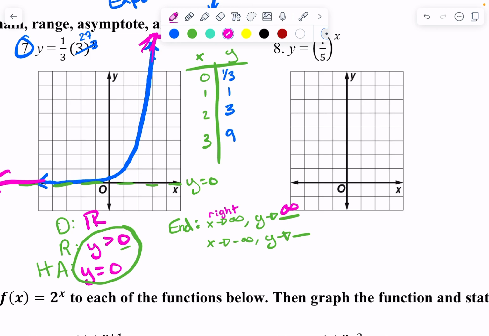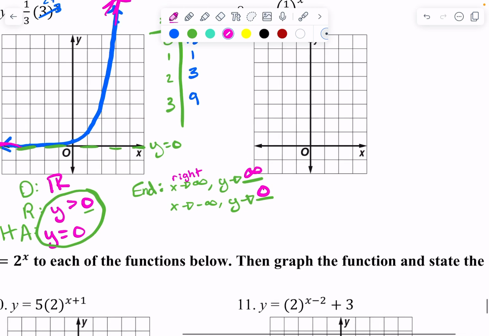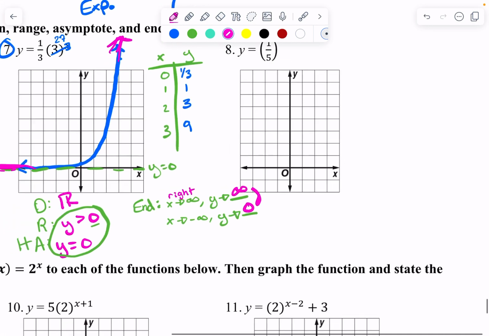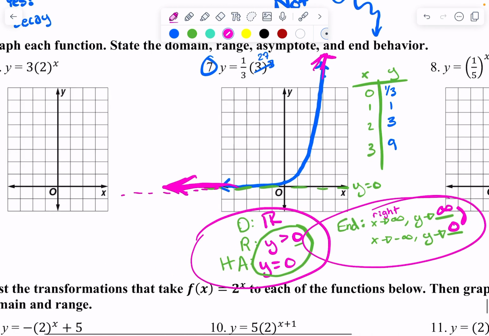As he's going to the right side, he is going up forever and ever and ever, so y is going to infinity. Now, this is tricky. As he goes to the left, he's not going down forever and ever and ever. He's approaching this value of 0 all the way across, so the y value is going to 0. Normally, positive and negative infinity is what we put in those blanks, but since there's a horizontal asymptote, he's going to approach that value, so he's going to level off at 0, okay? So, domain, range, asymptote, and behavior, there's what you need.